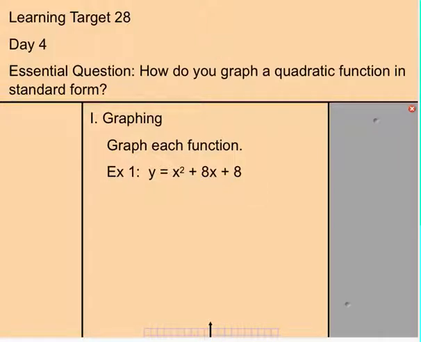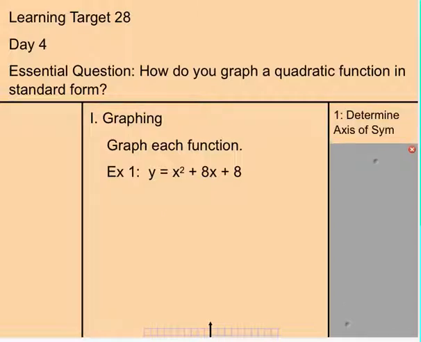And today we are going to graph standard form. So yesterday we looked at how to find the axis of symmetry. We learned how to find the vertex in standard form and the y-intercept. So today all we're doing is taking that information and putting it on a graph.